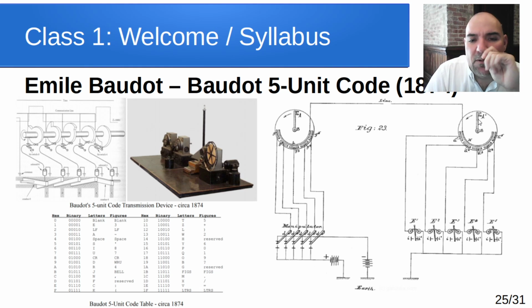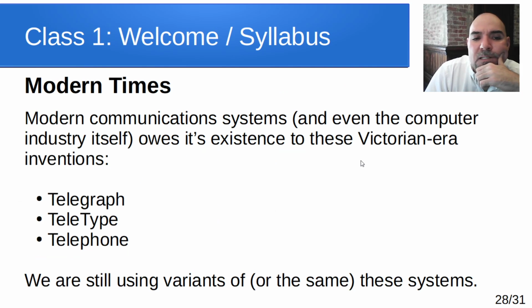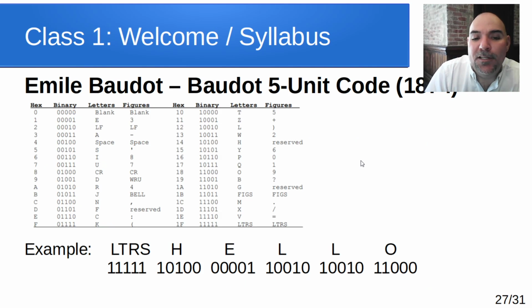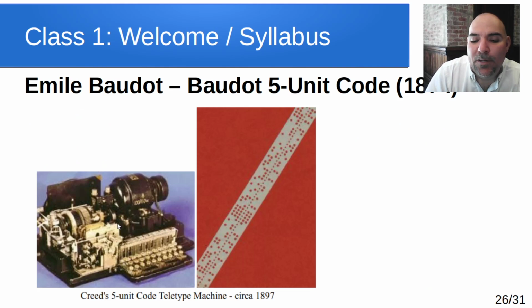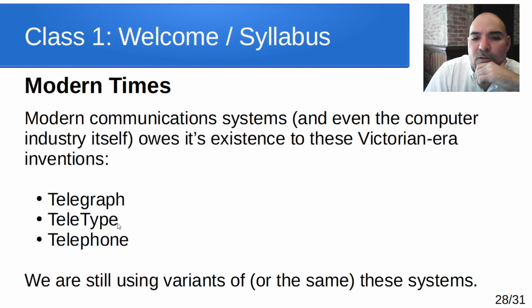Another question that might come up is, what happens if they get out of sync, where one is off from the other one, then the bits are all wrong, and we're looking in the wrong place for when this is coming across. We'll talk about that later on. But it's important to note that machines like these had a way to deal with that. Very clever.